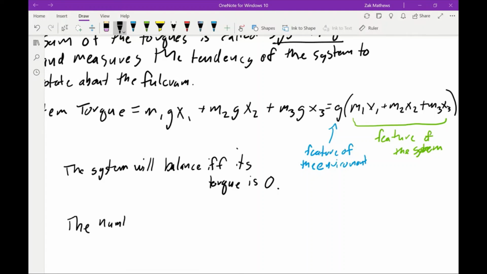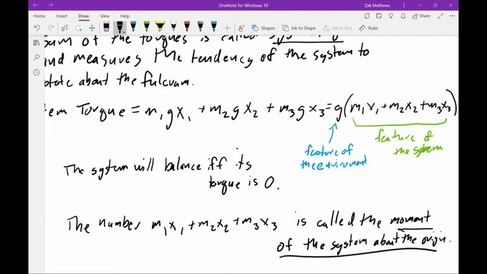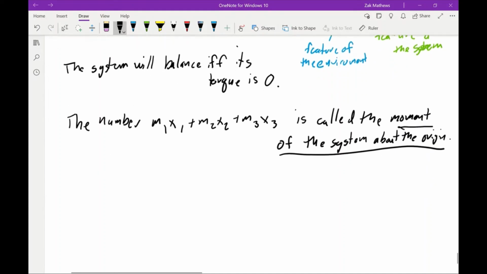The number we get by doing the calculation m1 x1 plus m2 x2 plus m3 x3, the feature of the system, is called the moment of the system about the origin. Because remember, we set the fulcrum at the origin. It's the moment of the system about the origin, the feature of the system, that number we get when we calculate that moment.